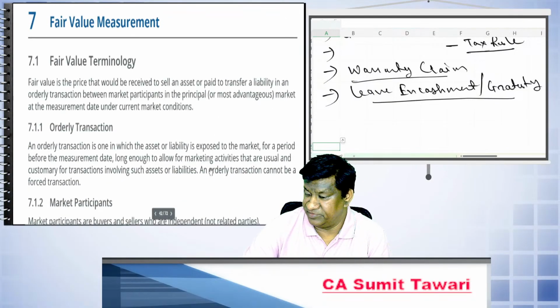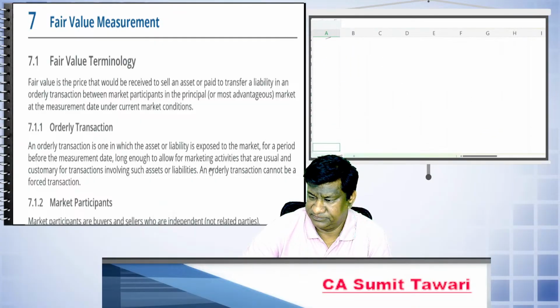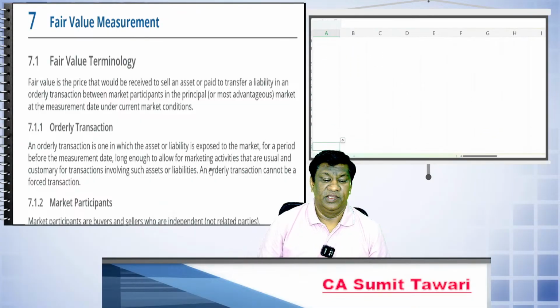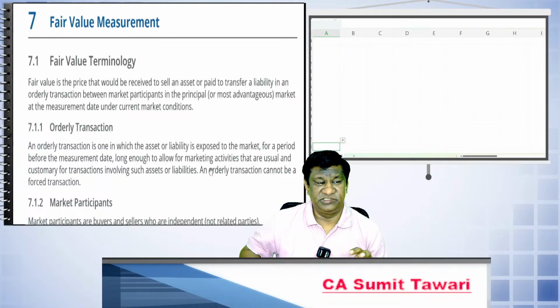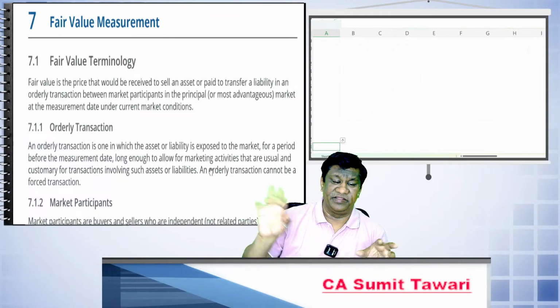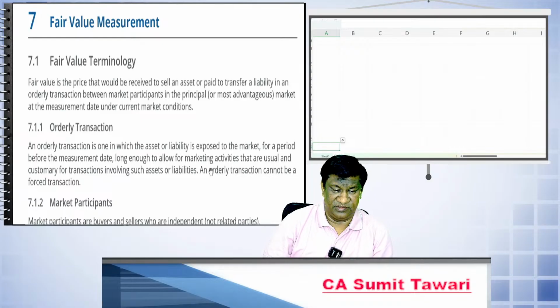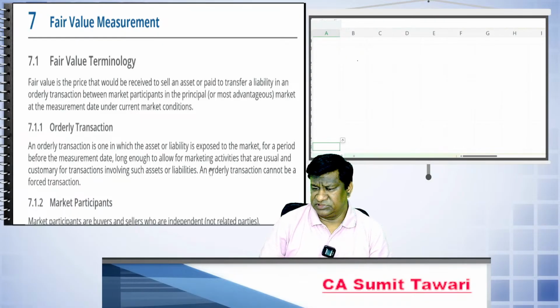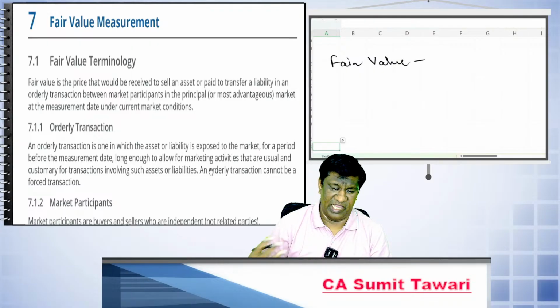Then fair value measurement. Okay, so the value of an estimate is generally prepared by someone and reviewed by the management. Fair value measurement. So, fair value terminology. Okay, so in general practice, what you can say is the fair value of the property or any asset.